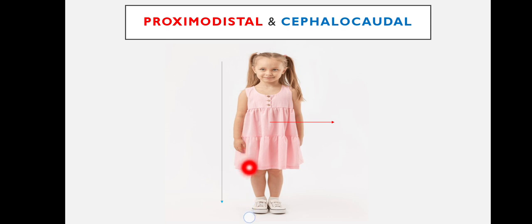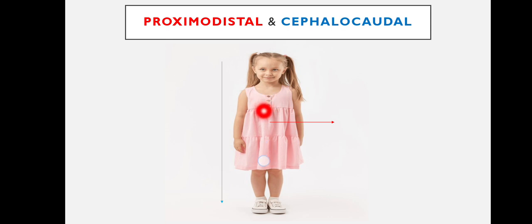That's what we mean. How about the proximodistal? Proximodistal, we are saying that growth starts from the midline. Okay, so what do we mean by growth starting from the midline? A child should first learn to control their trunk. We mean their chest, their body.